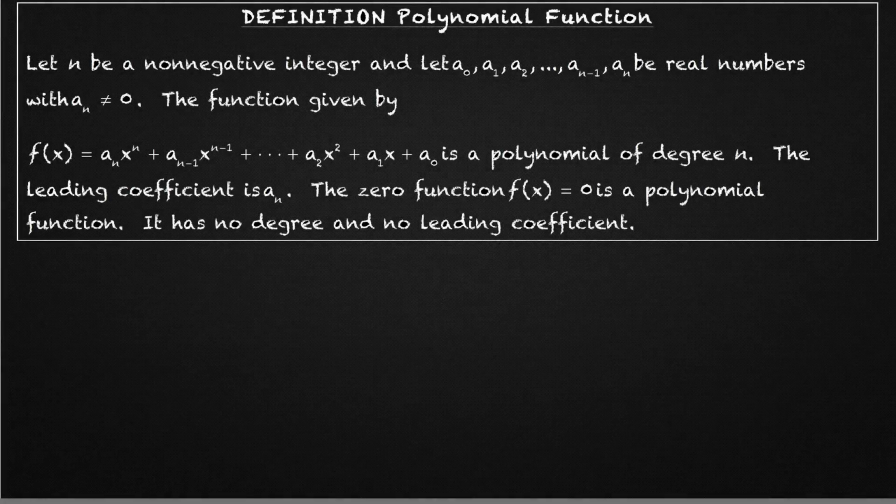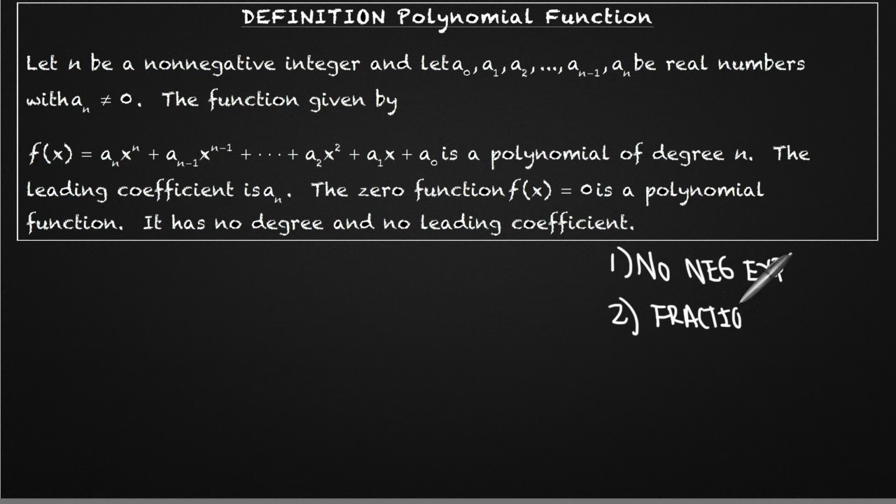Okay, today we're going to be talking about linear and quadratic modeling. And the first thing we're going to talk about is how to determine whether a function is a polynomial function or not. Basically, to make it very simple, the idea here is twofold. First of all, a polynomial cannot have a negative exponent, so no negative exponents. And the second thing is that it cannot have any fractional exponents.